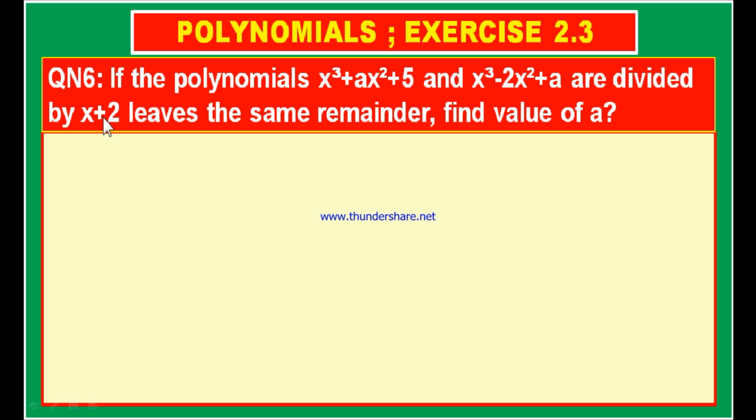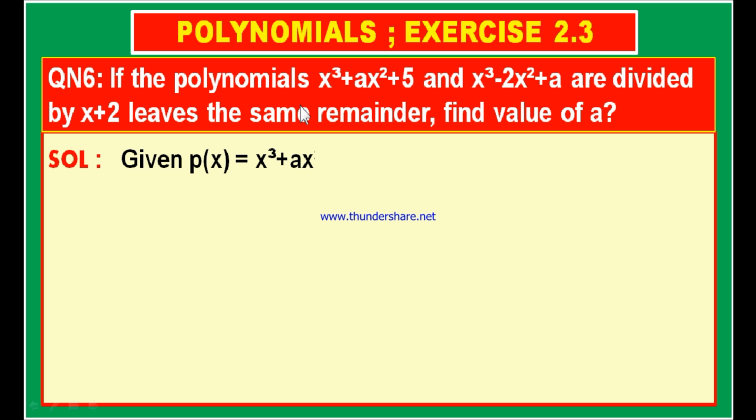The remainder when the first polynomial is divided by x plus 2 is equal to the remainder when the second polynomial is divided by x plus 2. Now let us use the remainder theorem to find the remainder when the first polynomial is divided by x plus 2. Similarly, again let us use the remainder theorem and find the remainder when the second polynomial is divided by x plus 2. And if you equate both the remainders, then you may get the value of a. Understood?